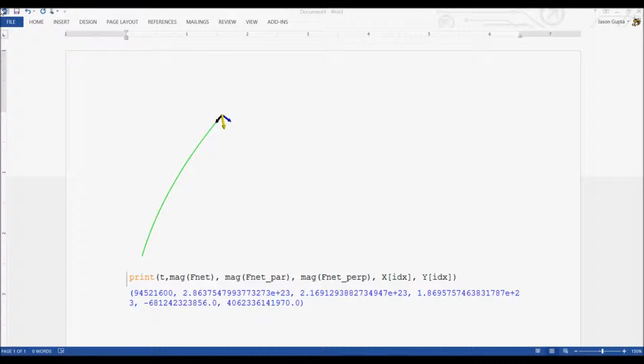After running our computational model, here's what we get. Because of our print statement outside of the loop, we can see the F net at the final position and the final position of our star. The arrows represent the forces acting on our star, and the green line represents its path around the black hole.